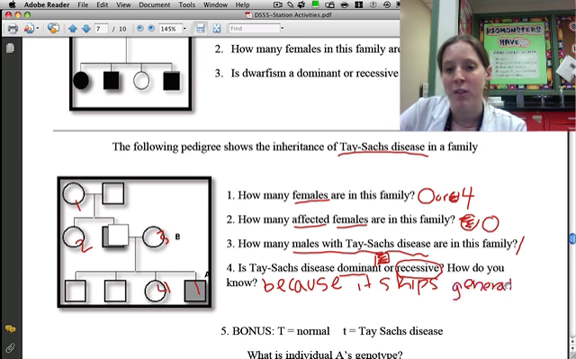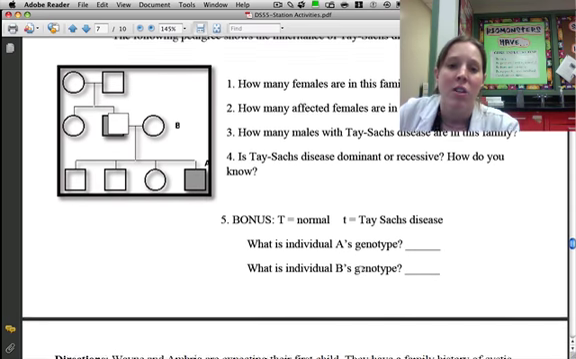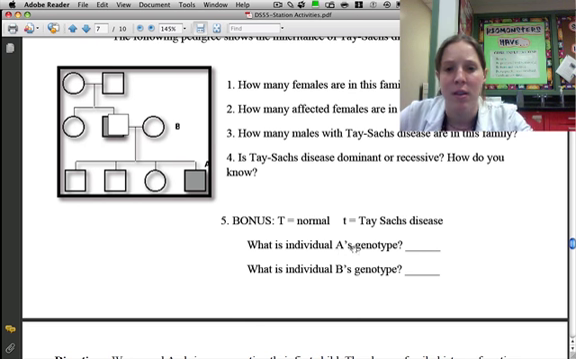Now I've got some bonus questions to answer, and I know I need those points for my biology grade. So I'm going to go ahead and scroll down and try and answer those bonus questions right now. So bonus number 1 says, what is individual A's genotype? So I'm thinking to myself, individual A is shaded in, which means that they are affected, which means that in this case they have Tay-Sachs disease.